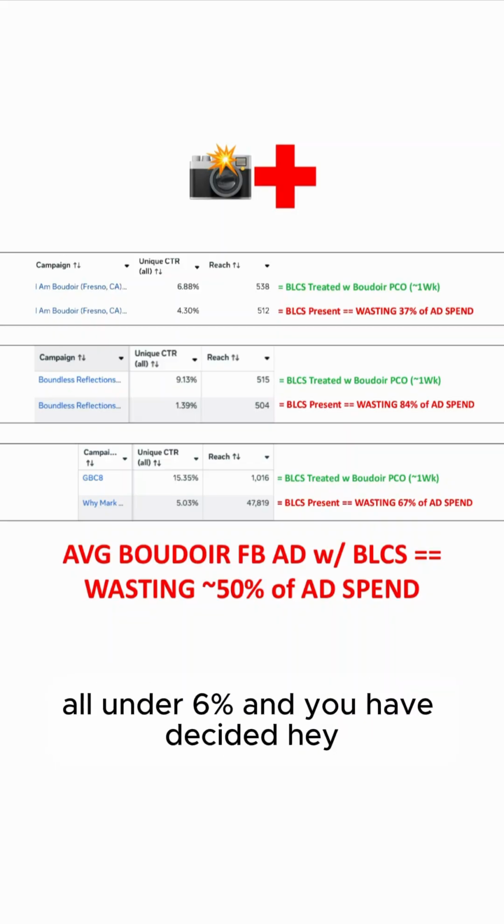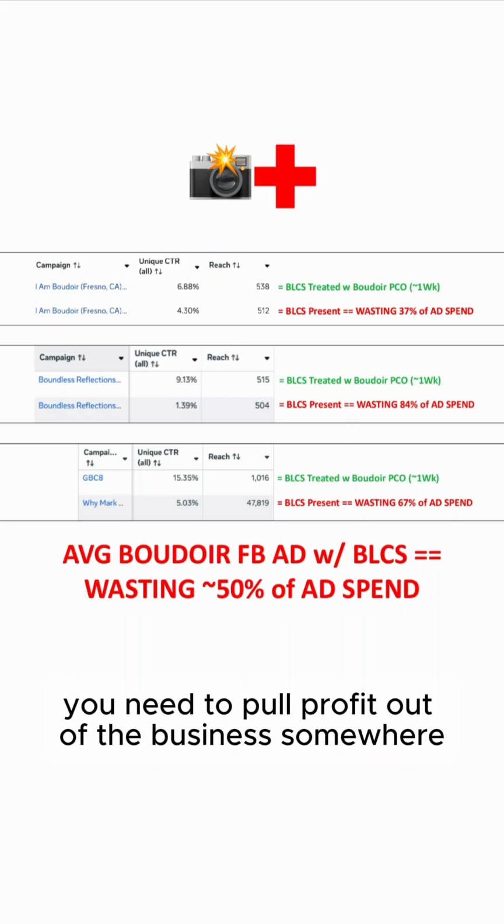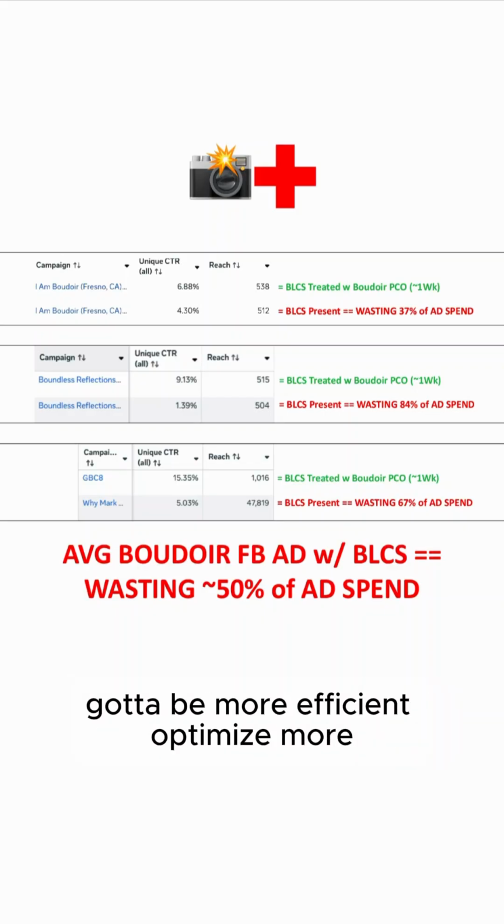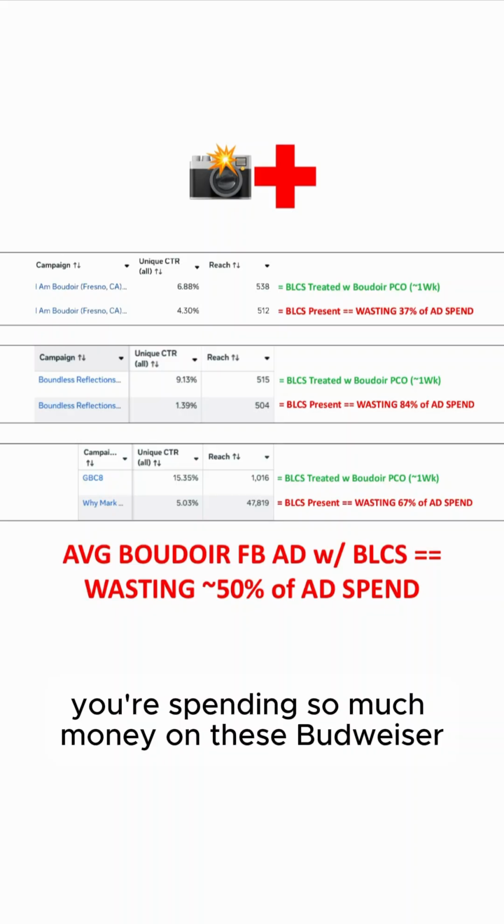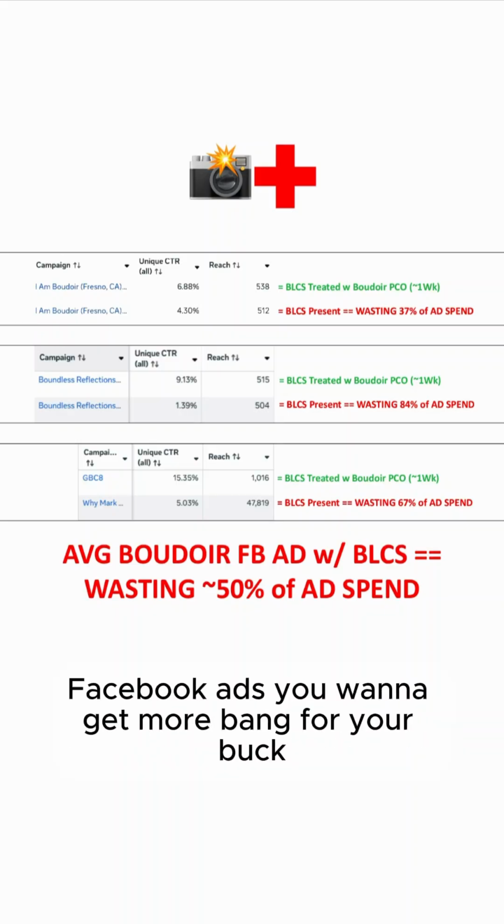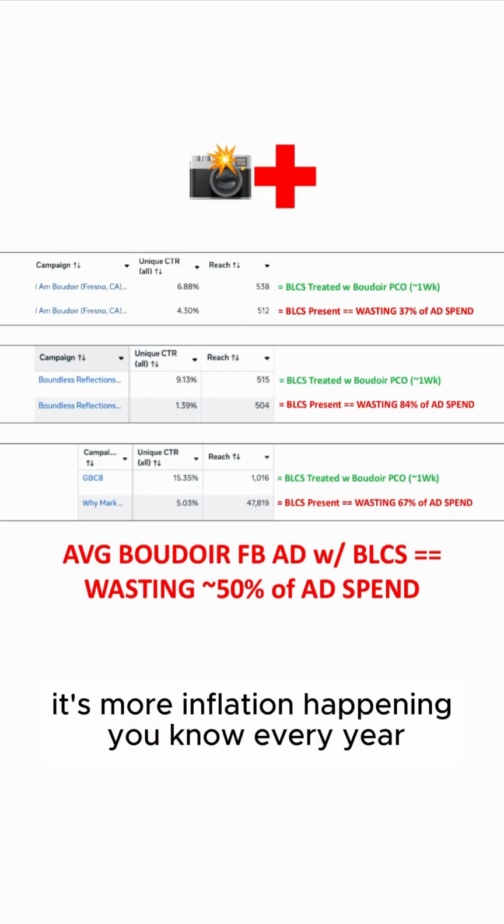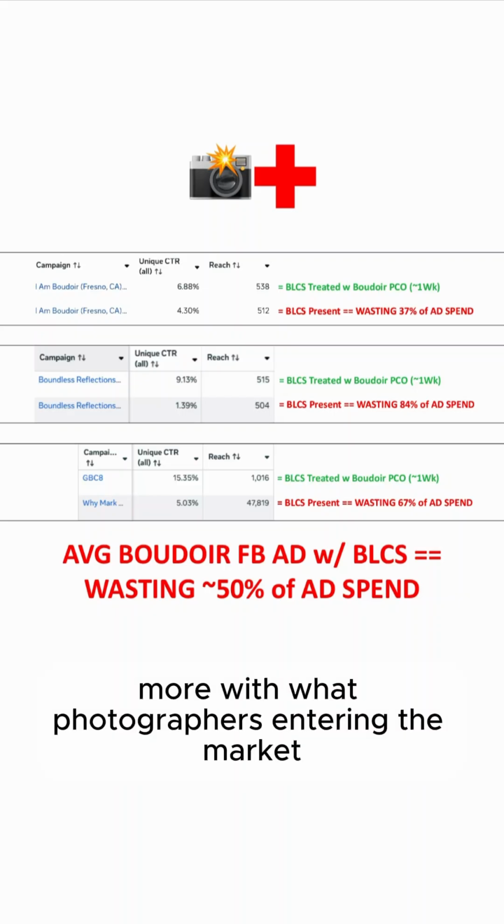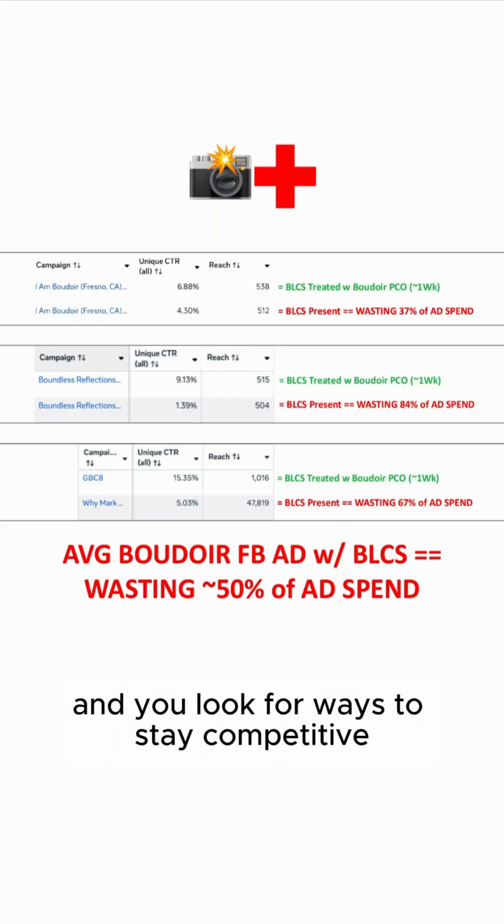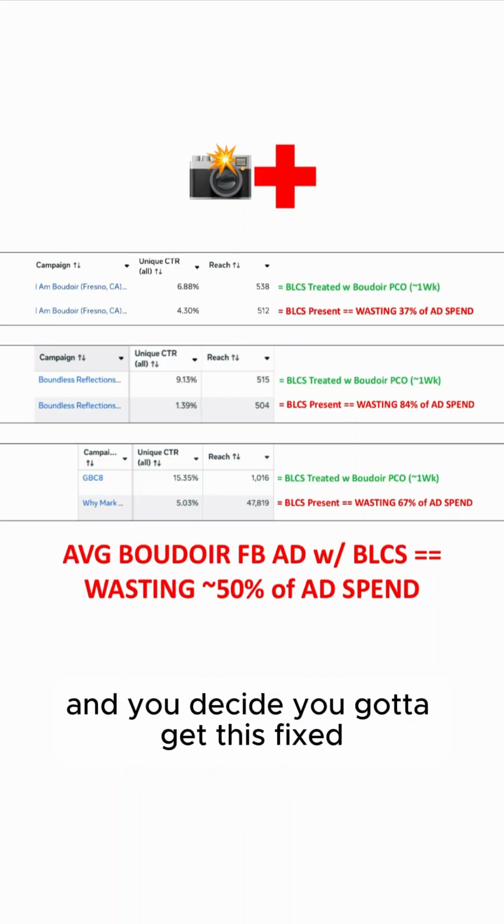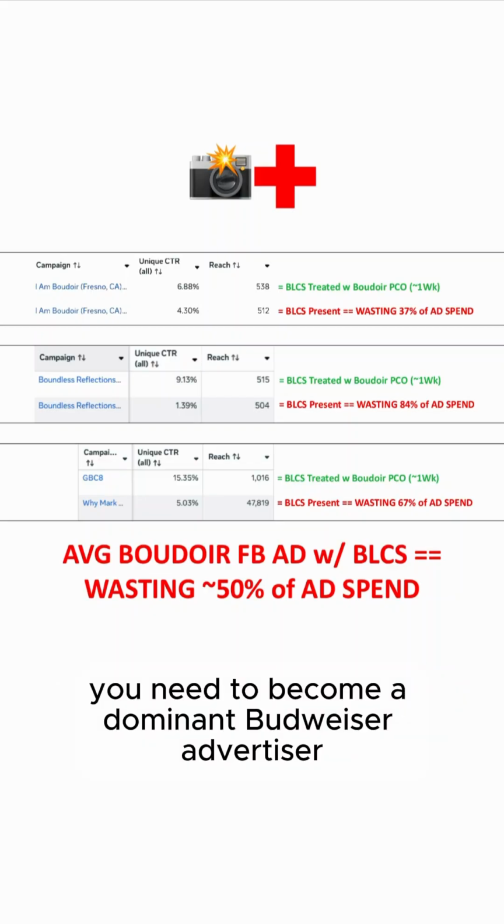So if you're a BLCA, a Boudoir low-click advertiser, and your Boudoir Facebook ads have unique CTR under 6%, and you decide you need to pull profit out of the business somewhere. Got to be more efficient, optimize more. You're spending so much money on these Boudoir Facebook ads. You want to get more bang for your buck. There's more inflation happening every year in real life, more Boudoir photographers entering the market, and you're looking for ways to stay competitive. And you decide you gotta get this fixed. You need to become a dominant Boudoir advertiser.